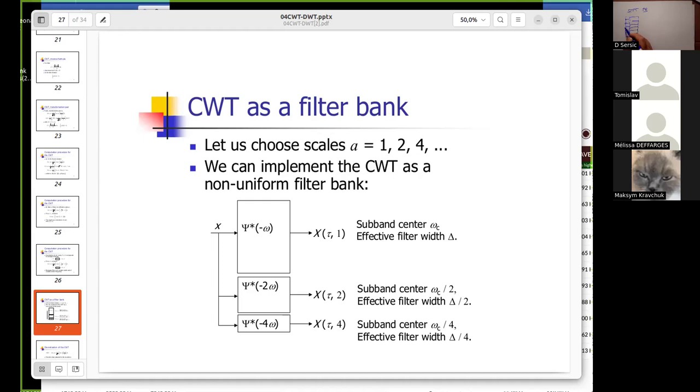You apply the same signal to all of them and they are just shifted. Okay, I will not draw the rest for simplicity. So we have a uniform filter bank. In case of wavelets, you have a non-uniform filter bank.